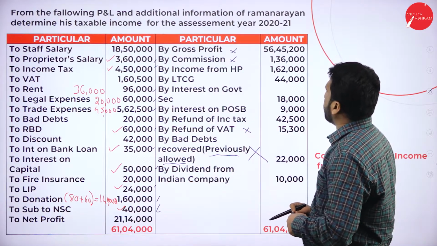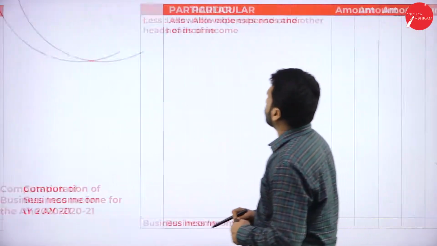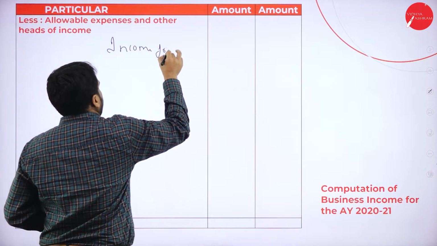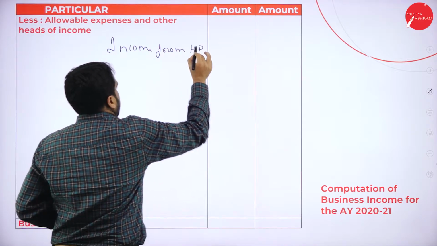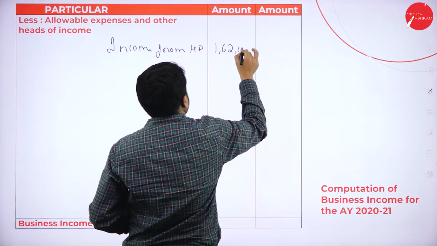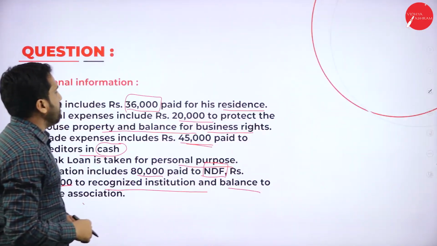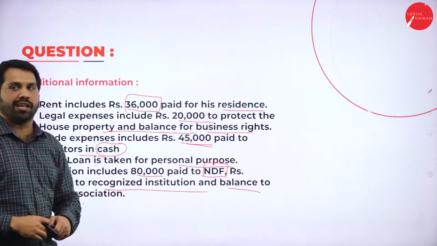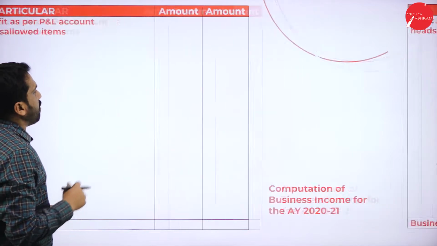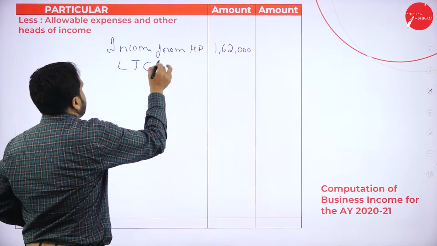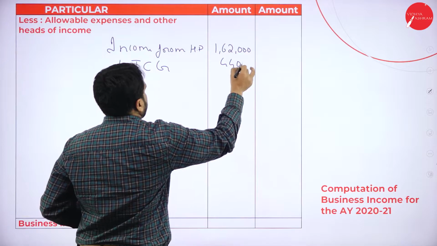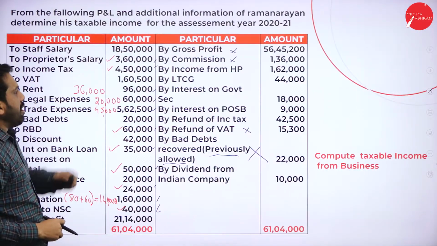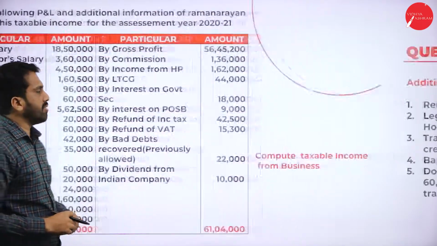Income from house property, 1,62,000. Then we have LTCG, it is 44,000. After this, we have interest on government security, 18,000.